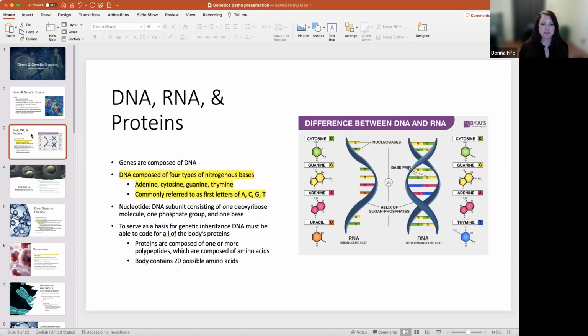To serve as a basis for genetic inheritance, DNA must be able to code for all of the body's proteins. Proteins are composed of 1 or more polypeptides, which are composed of amino acids. And the body contains 20 possible amino acids.